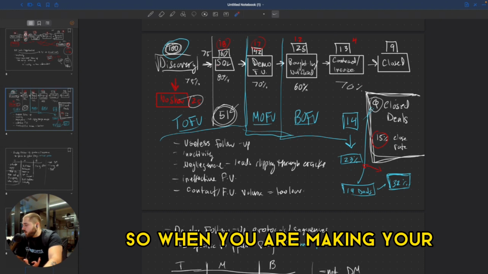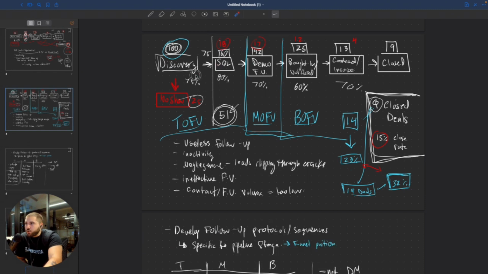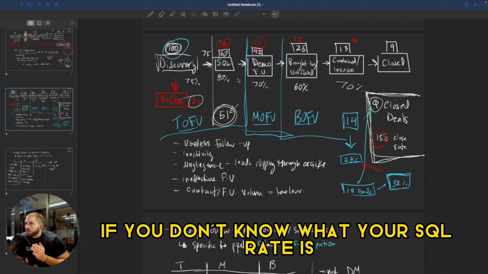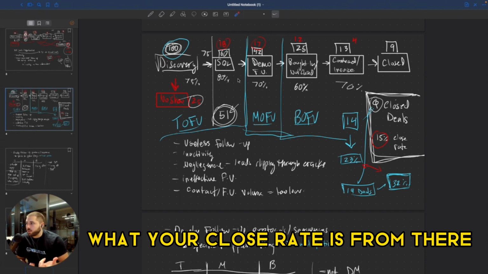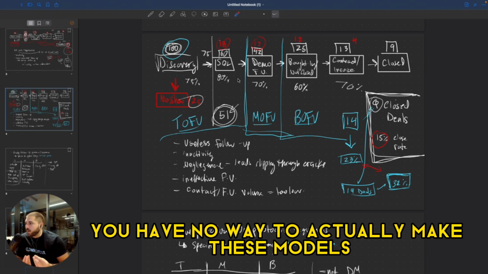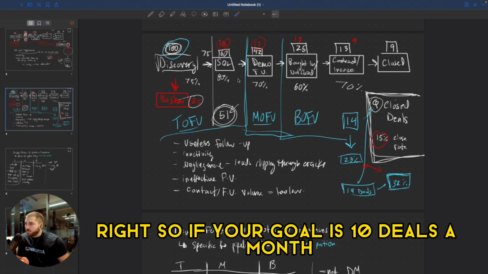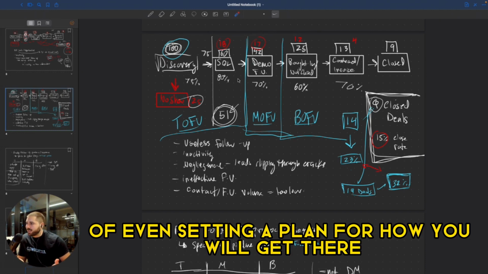When you are making your models, assumptions, or forecasts, you should be taking into account what your numbers are here. If you're not tracking these numbers, if you don't know what your SQL rate is, your demo rate, your rate to contract or invoice sent, and your close rate from there, you have no way to make these models and lay out specific KPIs for yourself or your team moving forward. If your goal is 10 deals a month and you don't know what your KPIs are, you have no way of even setting a plan for how you will get there.